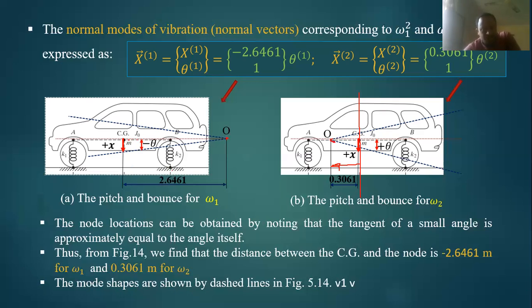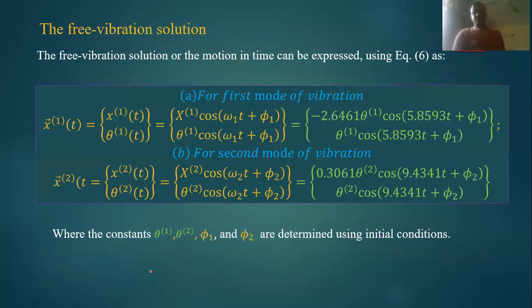So the pitch is theta and the bounce is x. The pitch and the bounce of omega 1 and omega 2 can be represented like this. The node locations can be obtained by noting that the tangent of a small angle is approximately equal to the angle itself. So this is all about this equation.